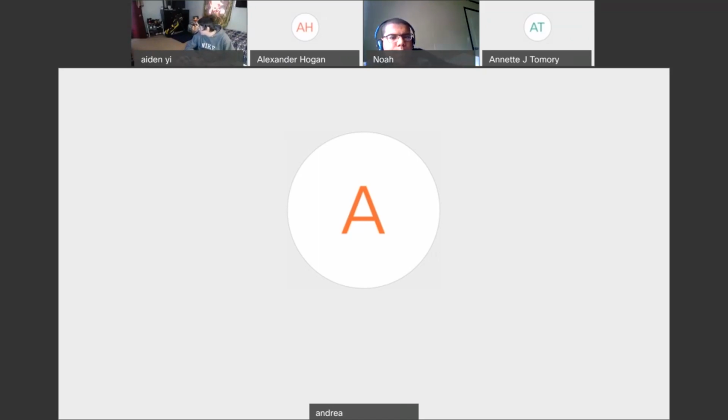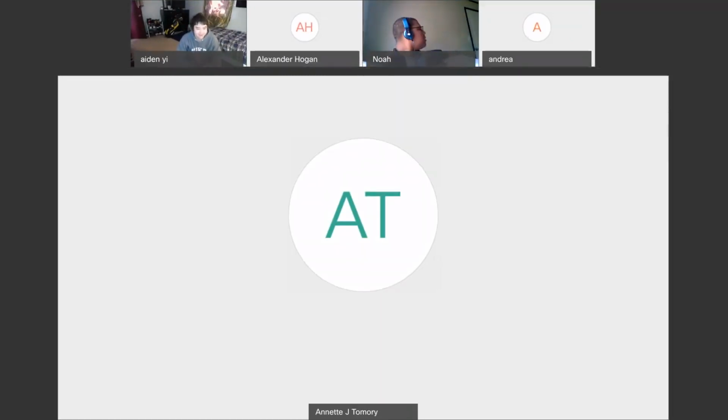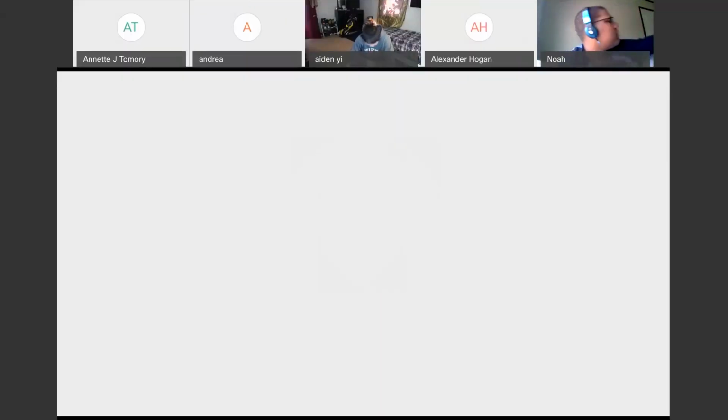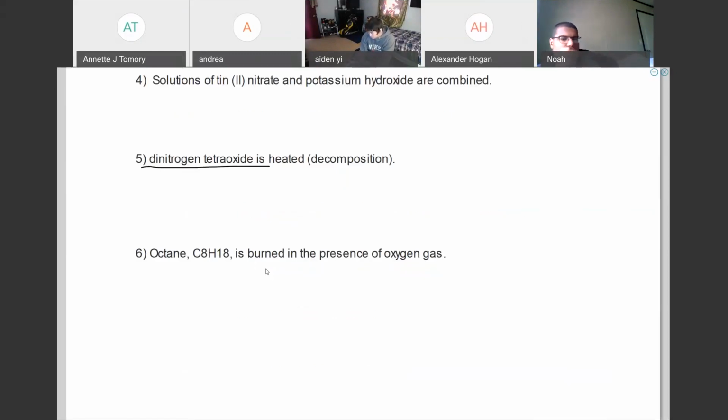It just says AT. All right, let's see. Maybe I've lost my connection. Try this again. Share. All right. So we're looking at dinitrogen tetroxide. This one. Mm-hmm. Okay. So dinitrogen tetroxide. First thing we have to do is figure out what that compound is. What does di mean?